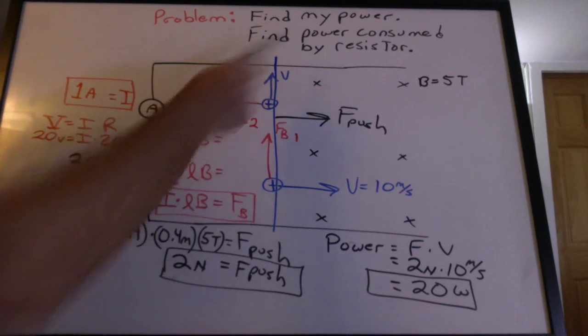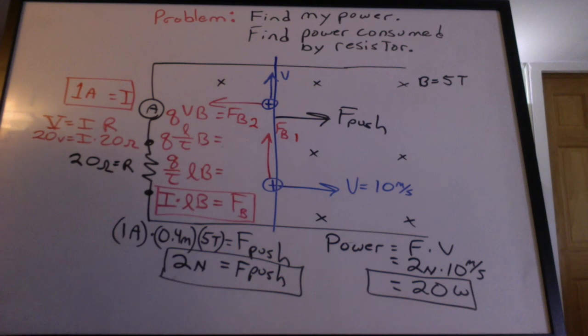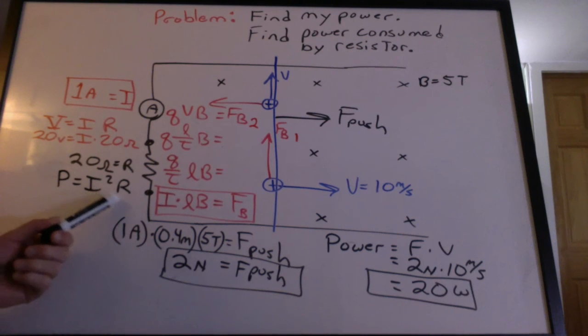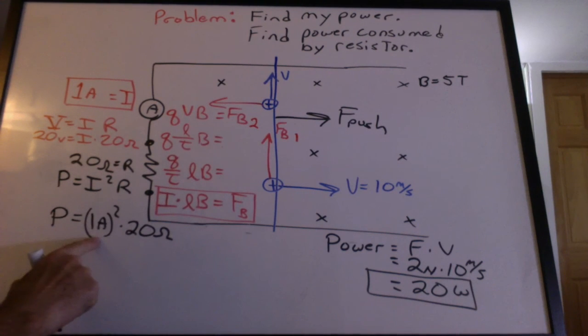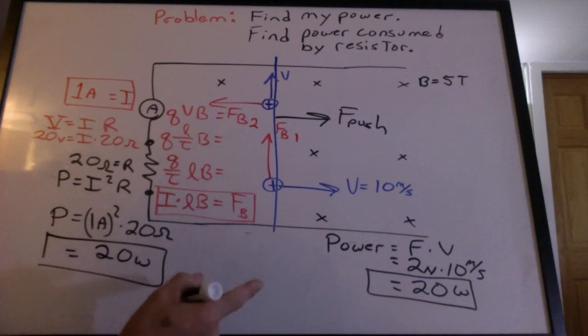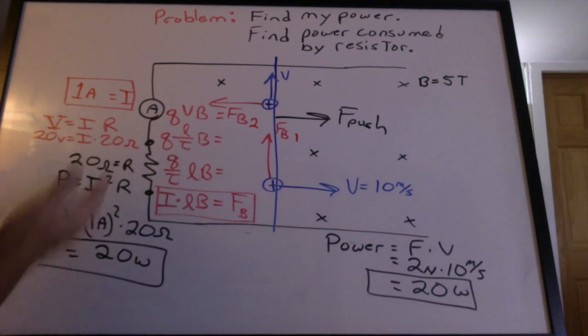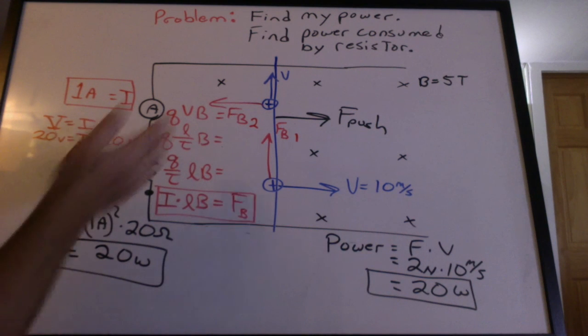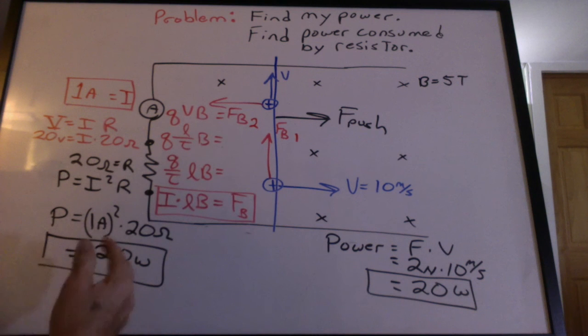Now we're going to find the power consumed by that resistor. Electrical power is I squared R. 1 amp squared, 20 ohms, we have 20 watts. Way too many 20s in this problem. Sorry about that. But the fact is, the power that I put into this is equal to the power consumed by the resistor. This electrical energy isn't coming from nothing. It's coming from me doing work.